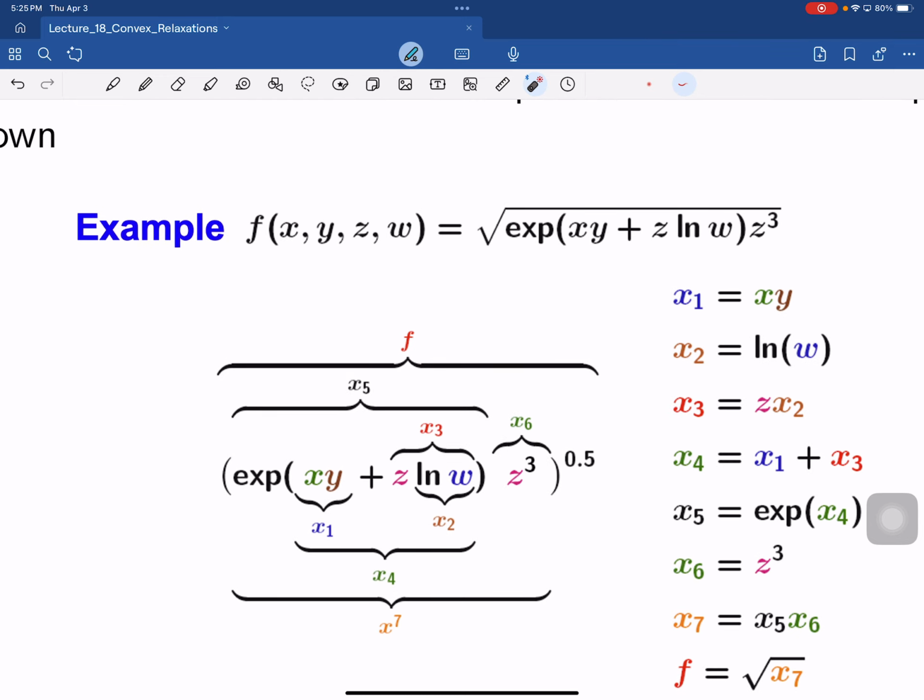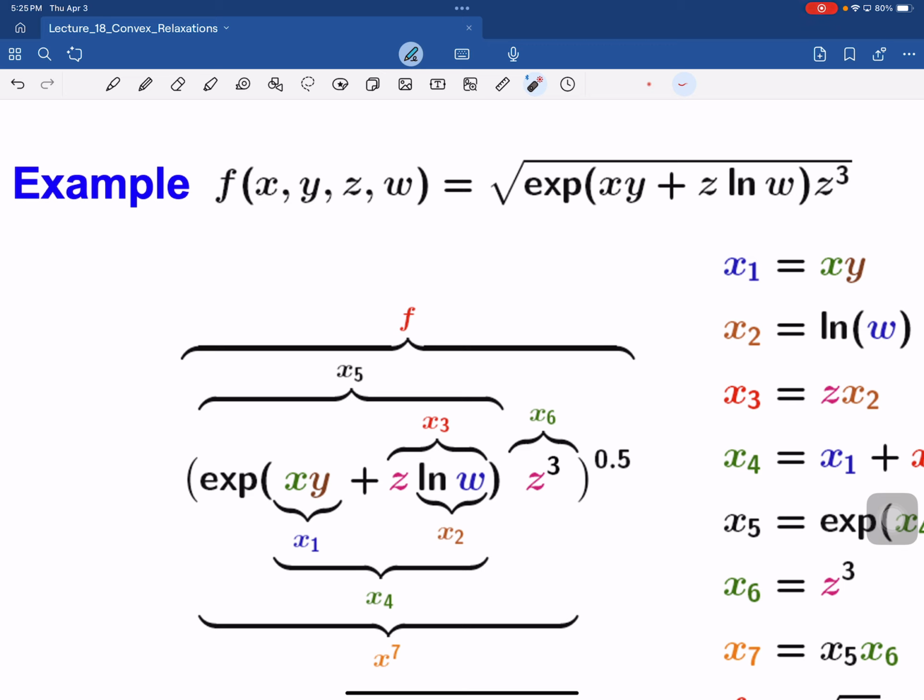Usually you apply it from within this expression, right? So let's first convert these simple functions by replacement variables. You can replace x times y with x1, okay? Then you have z times the logarithm of w. We haven't talked about how to come up with a relaxation for z times log w. What we have covered is that you can come up with a relaxation for log w itself, right? Because it is a concave function.